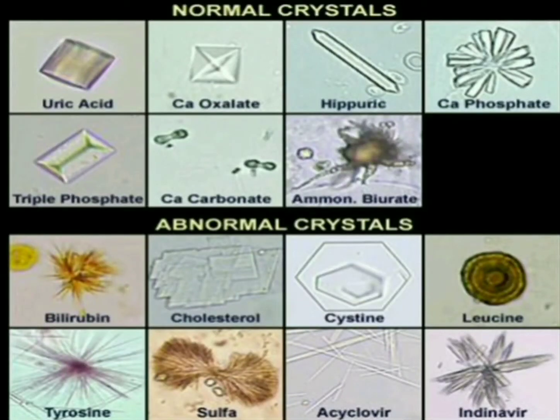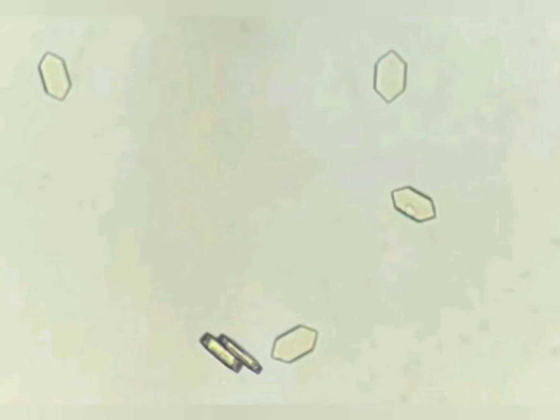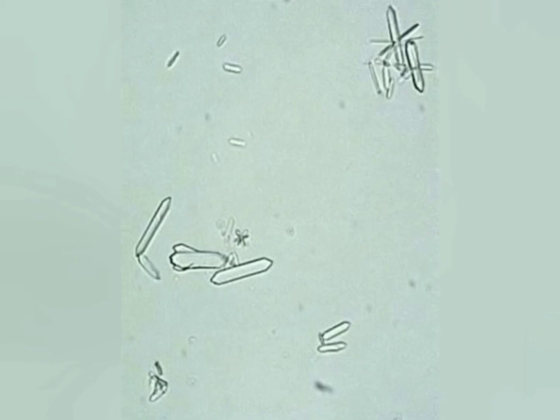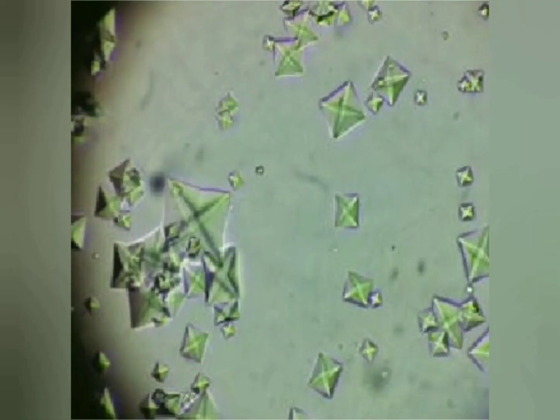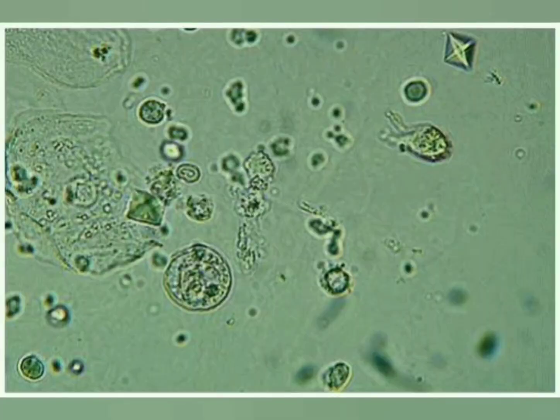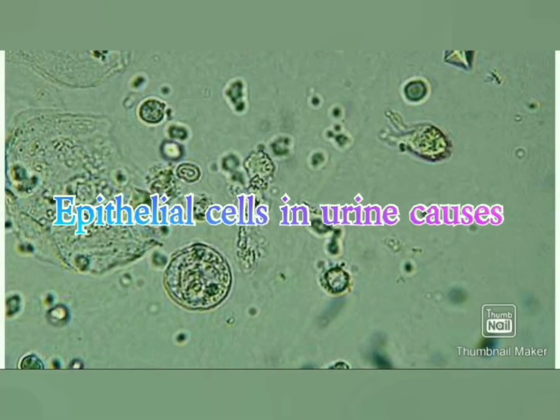Dear friends, today we will learn about crystal types in urine and their causes. There are 13 different types of crystals present in urine, which we see through microscopy. First, we will study crystal types in urine and their causes.